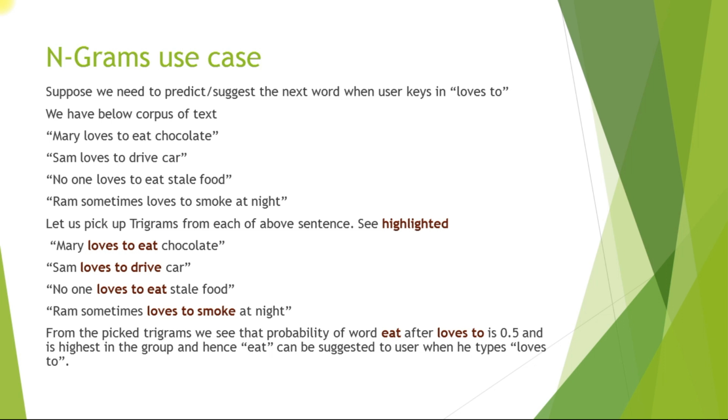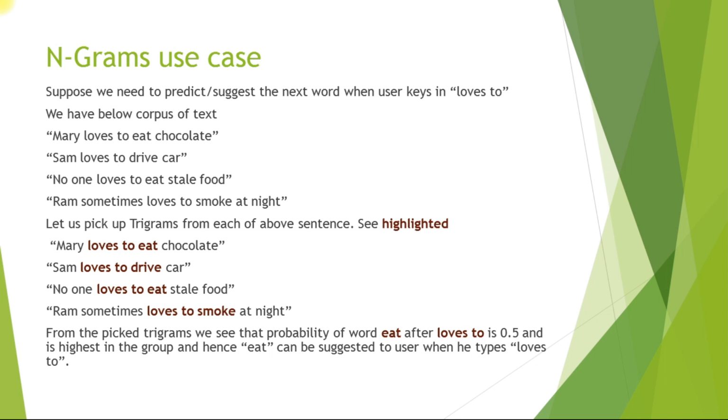So with this probability and using this trigram methodology, we can actually build our model to suggest a word after the user types in "loves to". So it can be a suggestion for our use case.